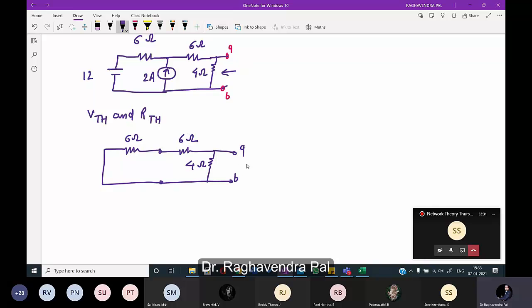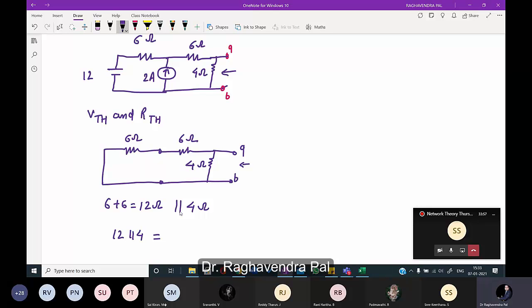So how will you calculate RTH? If you look from here, you will have to calculate from this side. Okay, so 6 plus 6 is equal to 12 ohm. The 4 ohm is in parallel with this 12. So 12 parallel 4.